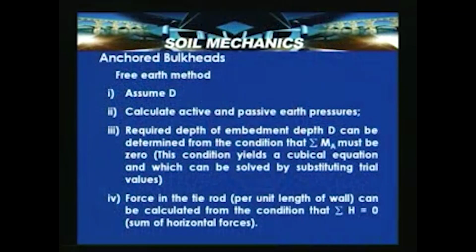So, it yields and it can determine the pressure moments about point A, and forces in the tie rod per unit length of the wall. Forces in the tie rod per unit length of the wall can be determined by seeing that the summation of the horizontal forces, that is PA and PP. With that we will be able to calculate the forces in the tie rod. We need to calculate whatever may be the passive forces, whatever may be the active forces, the net difference has to be compensated by these anchor rods or tie rods.